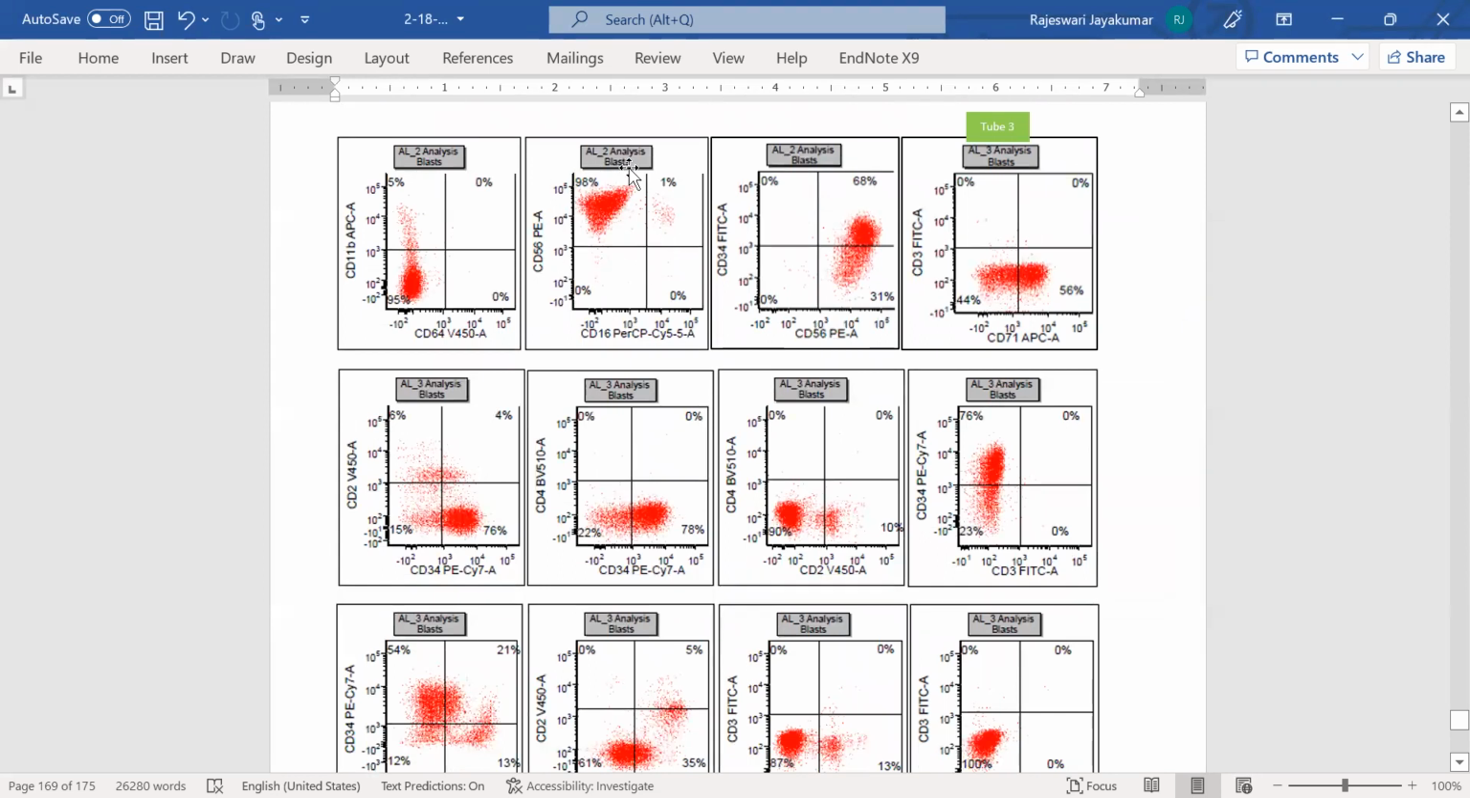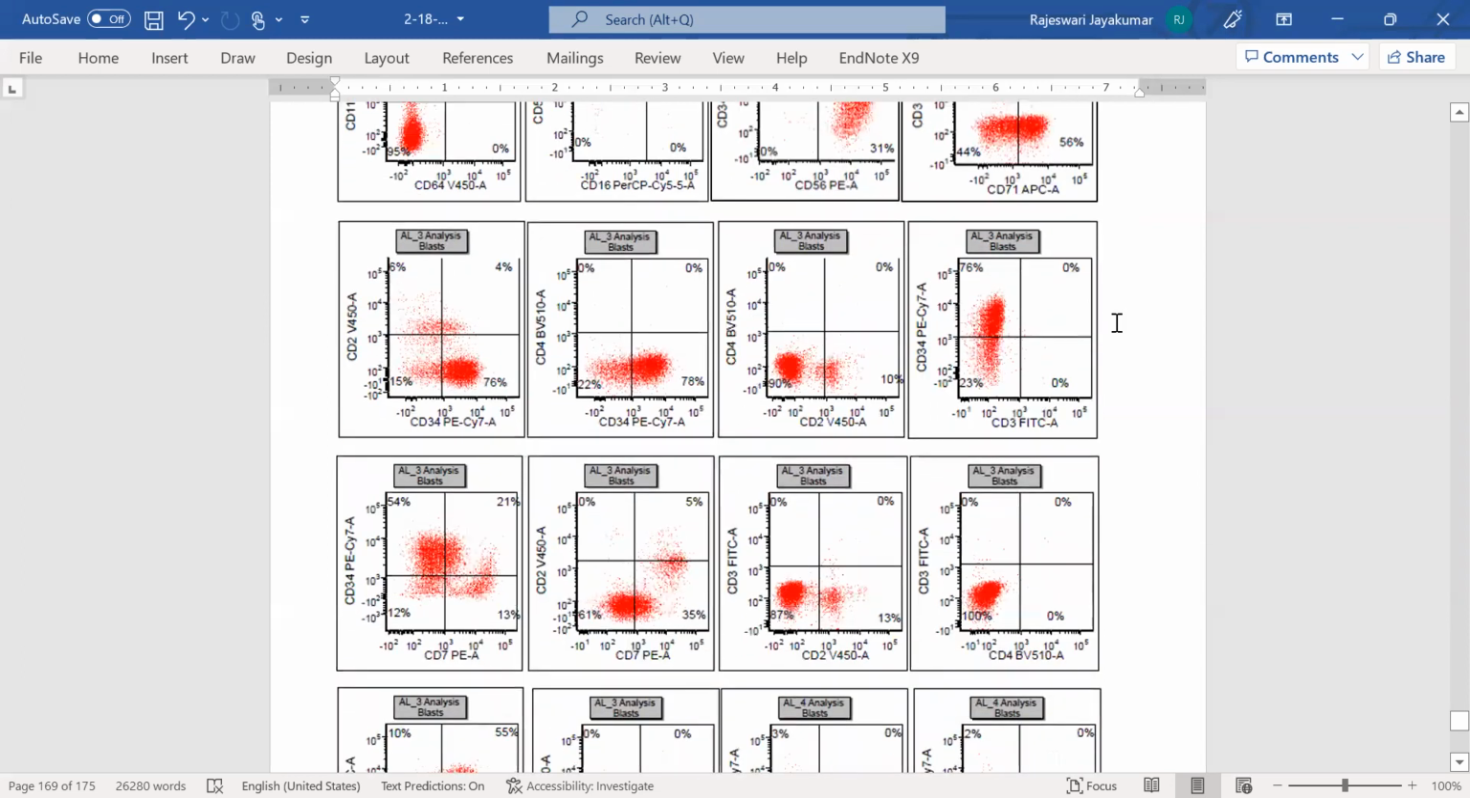The blasts are homogeneously positive for CD56, which is an aberrant marker. And they express a partial CD71. CD71 is commonly associated with erythroid lineage, but it's not very specific for erythroid lineage blasts. It can be expressed by myeloblasts or lymphoblasts. However, erythroblasts express a very bright CD71, which is not seen here.